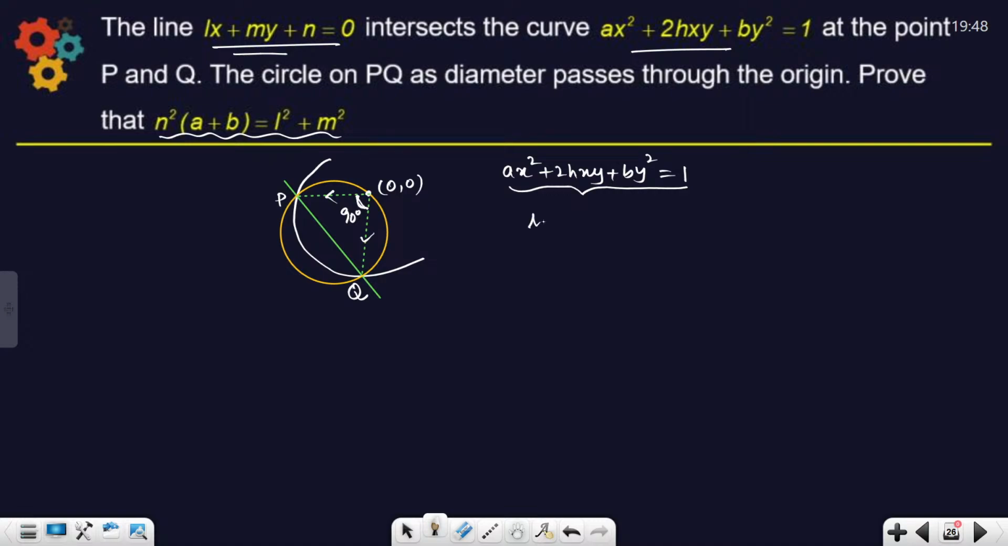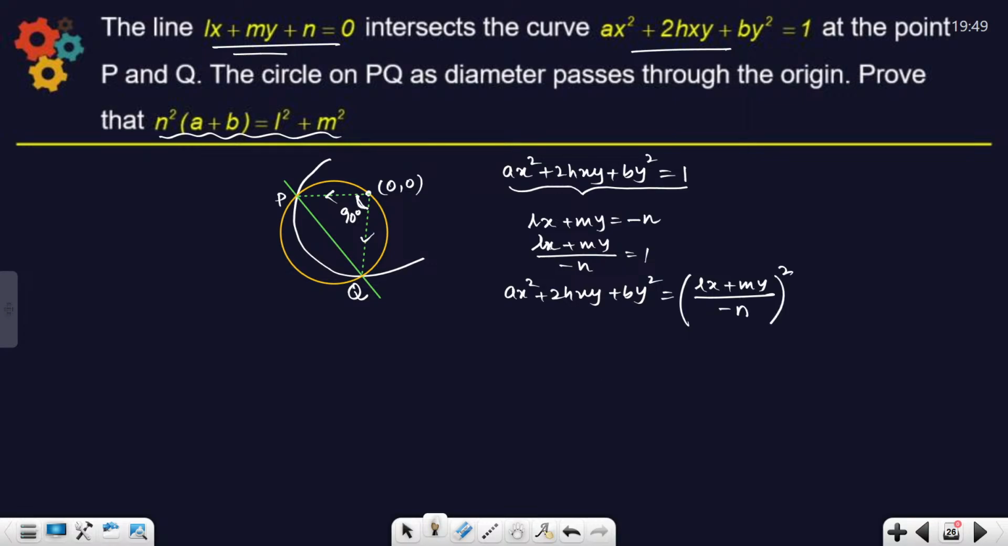So I have to homogenize this equation with the help of this line. How to do that? We have Lx plus My is minus n. So (Lx plus My) by minus n is 1. So replace it. So I have homogenized the given equation of the curve with the help of the line given. This is a homogeneous equation. So this represents a pair of lines passing through the points of intersection P and Q and passing through the origin. That's it.